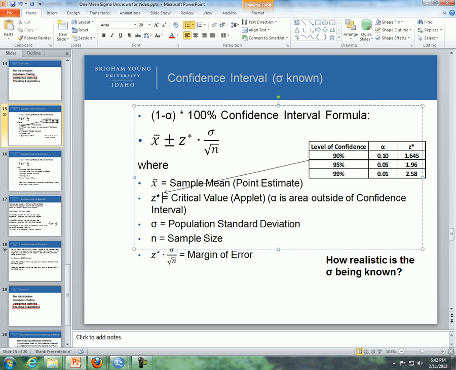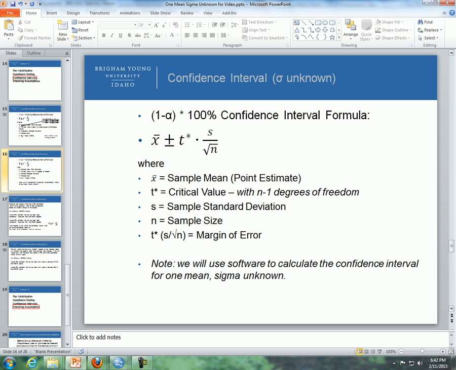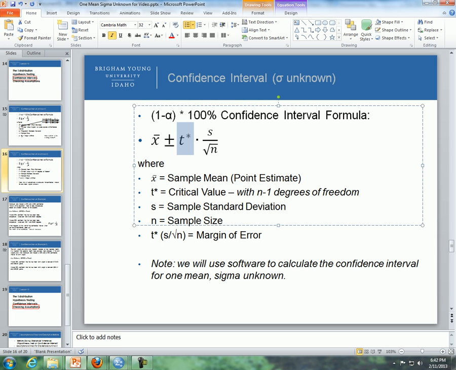Now, as I mentioned before in the first video, how realistic is the population standard deviation being known? Well, it's not very realistic. In fact, quite often we don't know it, so we have to estimate it. So therefore, going to the next slide, this is the formula we use when we don't know the standard deviation. There's two primary differences between the two. One is that we use a t critical value instead of a z, and we use a sample standard deviation instead. Okay, the general structure is the same.